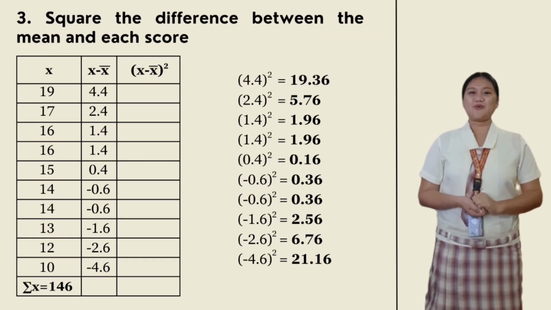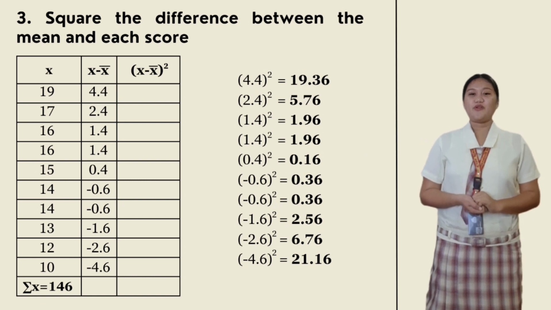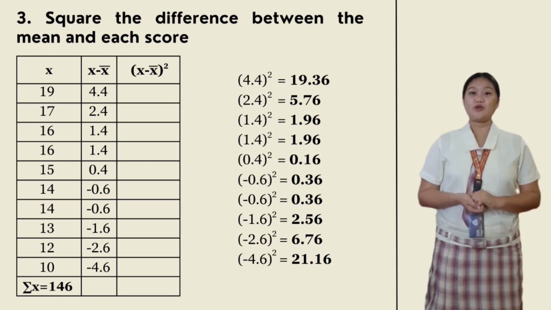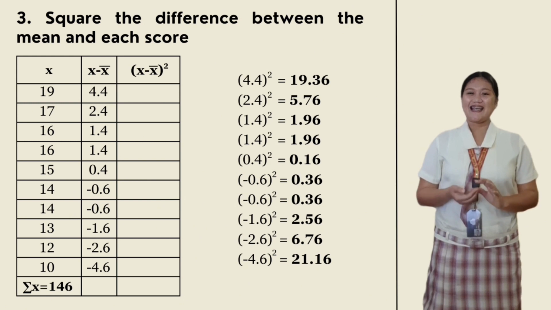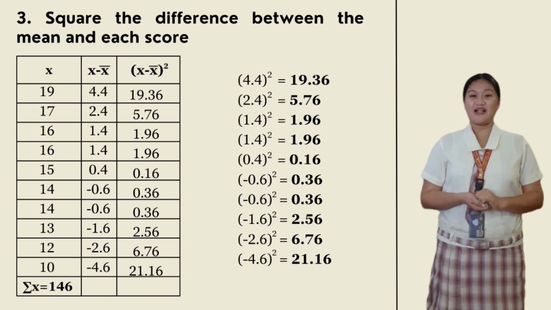For the third step, we need to square the difference between the mean and each score. So 4.4 squared is equal to 19.36. 2.4 squared is equal to 5.76. 1.4 squared is equal to 1.96. And 1.4 squared is equal to 1.96. 0.4 squared is equal to 0.16, and negative 0.6 squared is equal to 0.36, and negative 0.6 squared is equal to 0.36, and negative 1.6 squared is equal to 2.56, and negative 2.6 squared is equal to 6.76, and negative 4.6 squared is equal to 21.16. And here are the square differences between each score and the mean value.